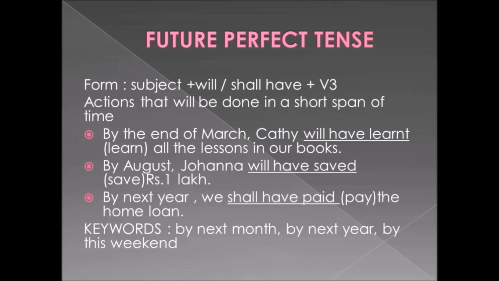So they are representing a particular time, that is end of March. By the end of March, Kathy should have completed. She will have learnt all the lessons in our books. That is will plus have plus V3, learn, learnt, learnt. The next sentence, by August, Johanna will have saved rupees 1 lakh. So by the month of August, Johanna, she will have saved, will plus have plus V3, save, saved, saved.